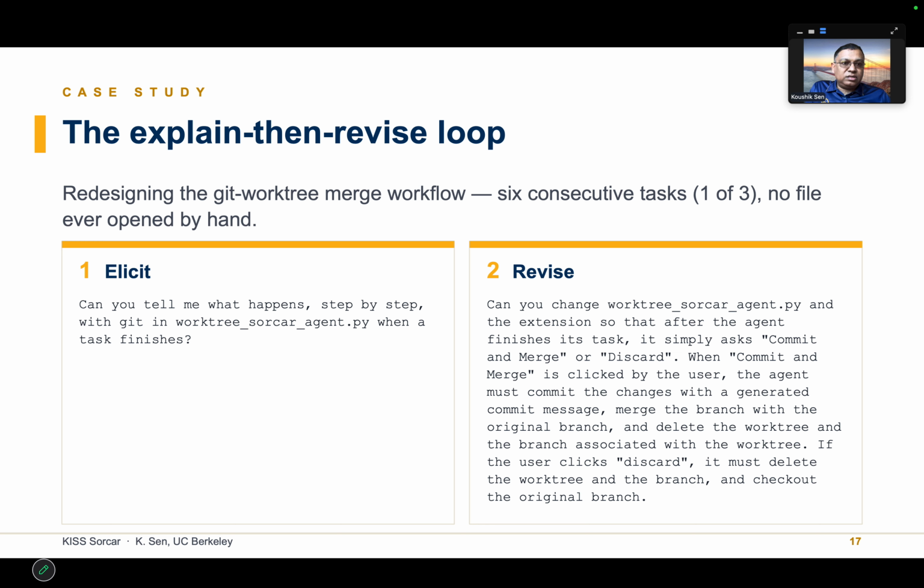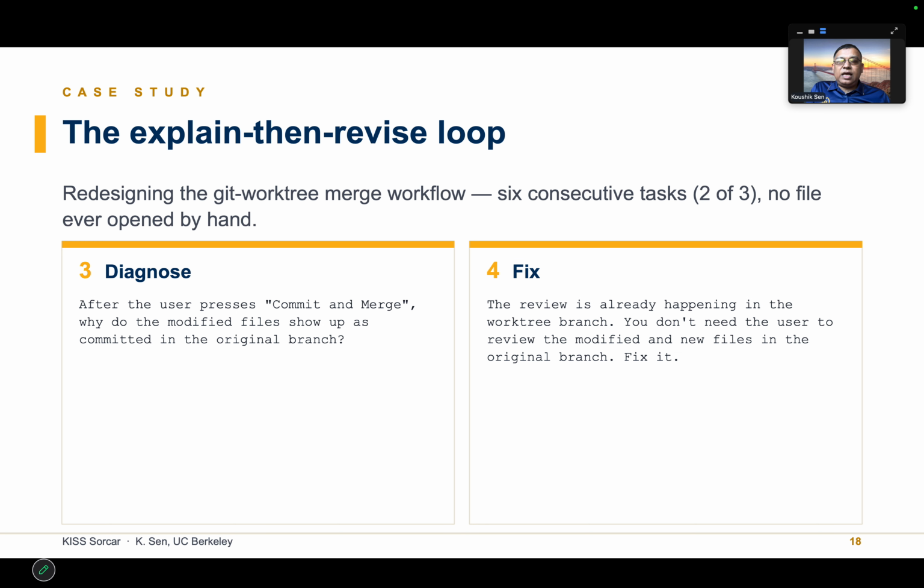Can you change the worktree and the extension so that after the agent finishes its task, it simply asks commit and merge or discard. When commit and merge is clicked by the user, the agent must commit the changes with the generated commit message, merge the branch with the original branch, and delete the worktree and the branch associated with the worktree. If the user clicks discard, it must delete the worktree and the branch and check out the original branch. So I gave this command to Sorcar and it modified the code and implemented this change to this feature.